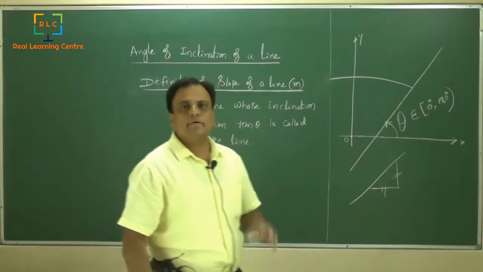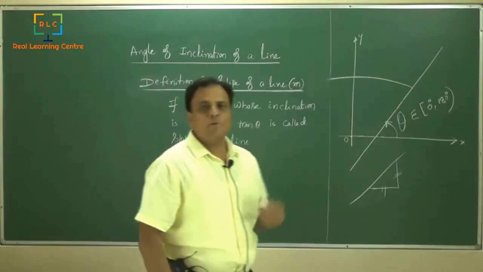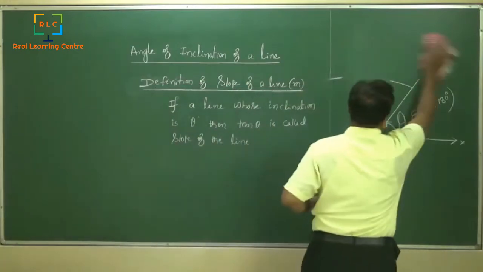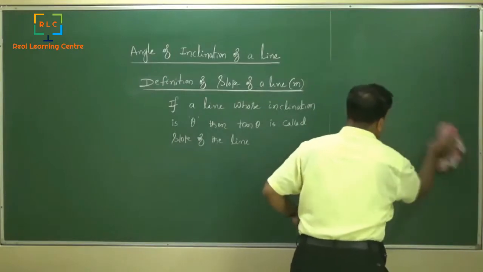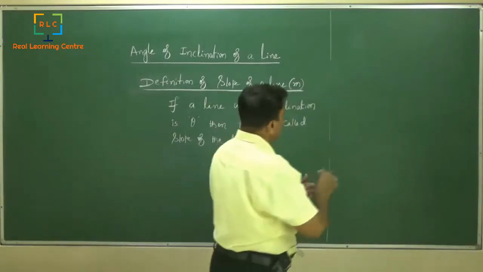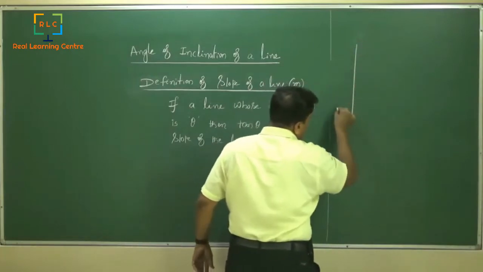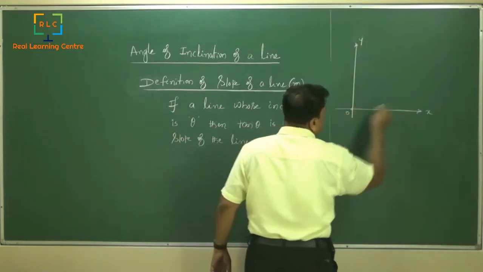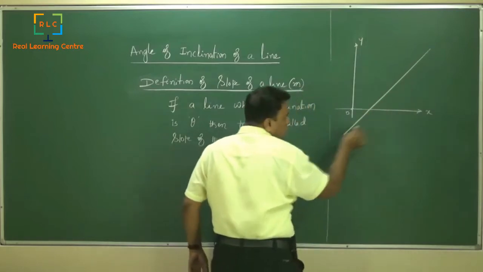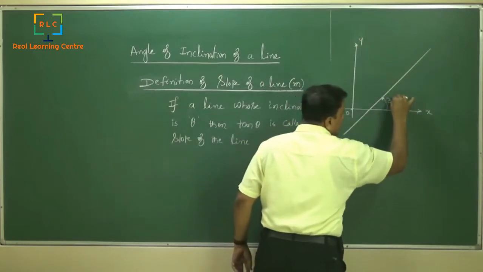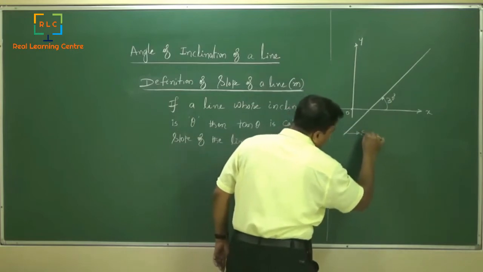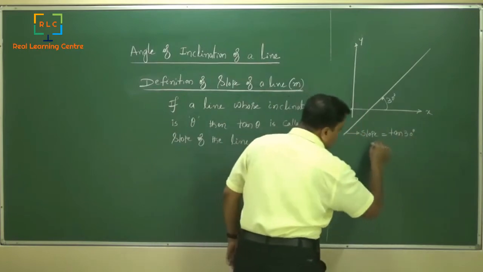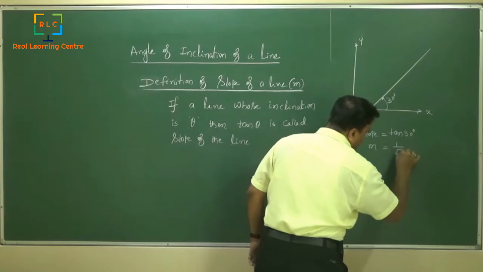So let us discuss some simple examples and small basic things, how to find the slopes of different lines. Let us start with this simple example. Here, x-axis, y-axis and origin, a line whose inclination is 30 degrees. To find the slope, the slope is equal to tan 30 degrees. Therefore, m is equal to 1 by root 3.